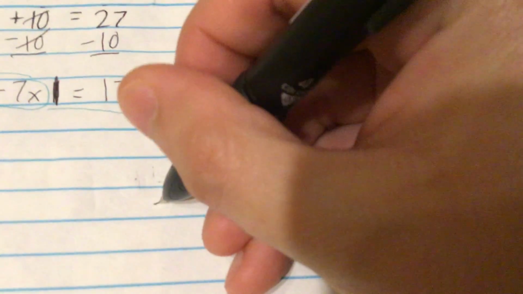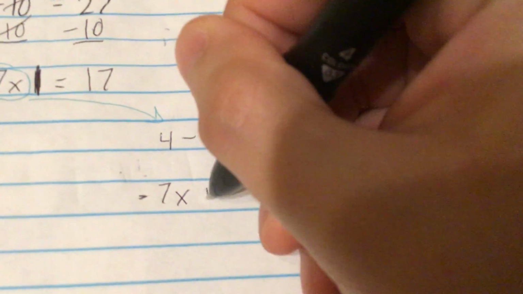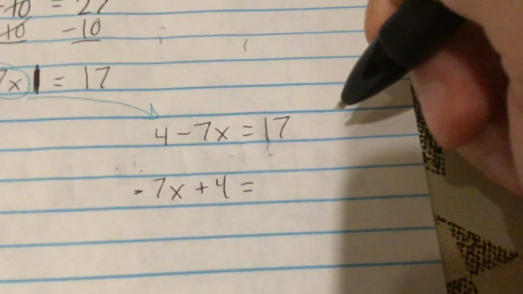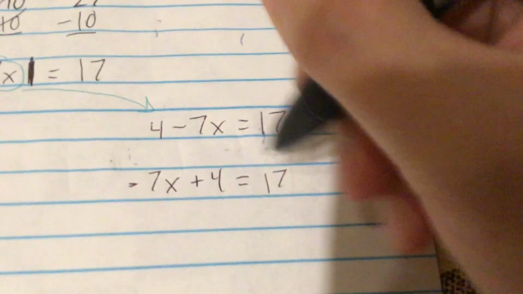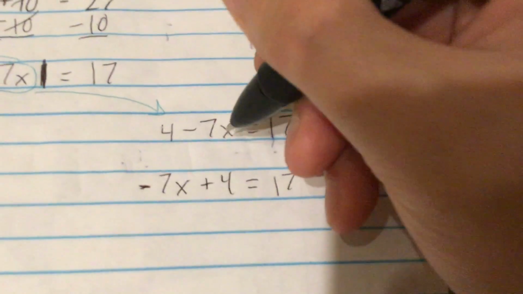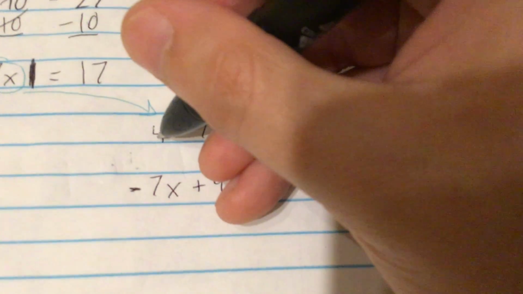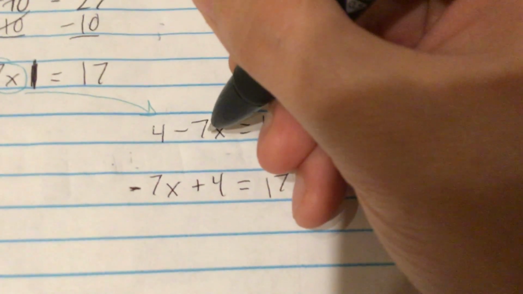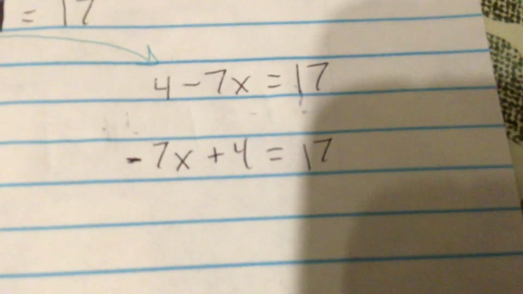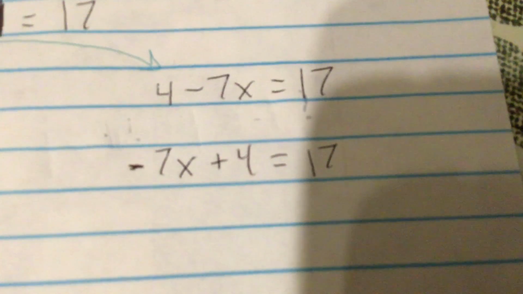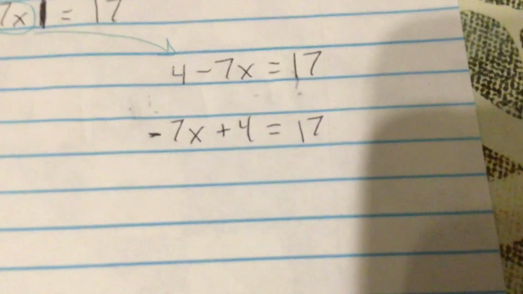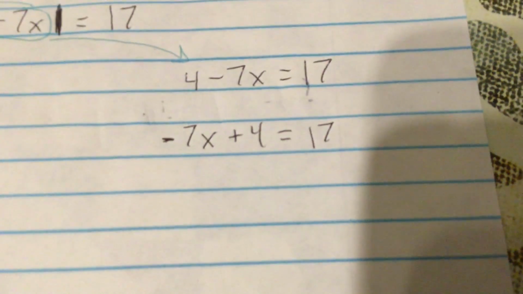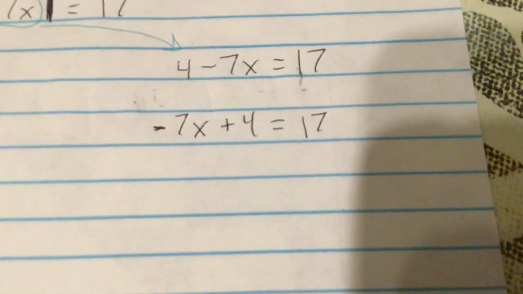So I would rephrase this problem as negative 7x plus 4 is equal to 17. Notice that I kept the signs. This is a positive 4. This is a negative 7x, and I just flip it around, but keep the signs. Do not write this problem as 7x minus 4. That would be incorrect. So now that I've got negative 7x plus 4 is equal to 17, what's my next move?